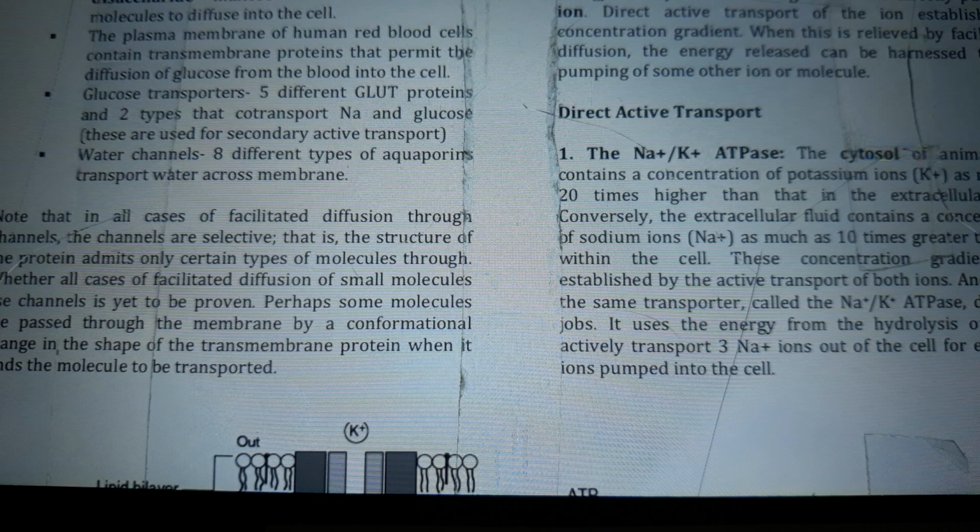The plasma membrane of human red blood cells contains transmembrane proteins that permit the diffusion of glucose from the blood into the cell. Glucose transporters are different GLUT proteins, and two types co-transport sodium and glucose. These are used for secondary active transport. Water channels: eight different types of aquaporin transport water across membranes.